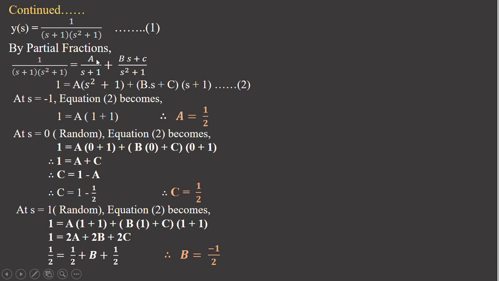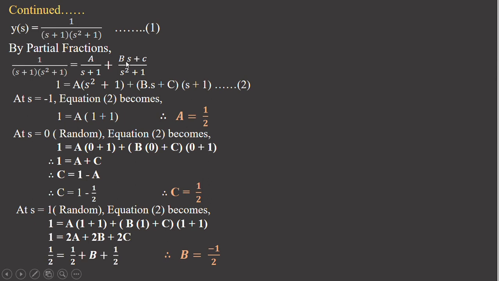Okay, second. So how to write partial fractions? For this non-repeated linear factor, we will write it simply as A upon s plus 1. Plus, for the irreducible factor, we write partial fractions as (Bs plus C) upon s square plus 1. See, our variable is s here, not x.